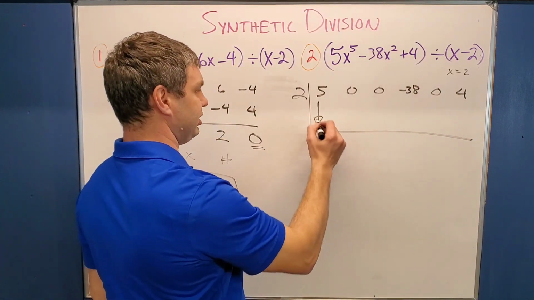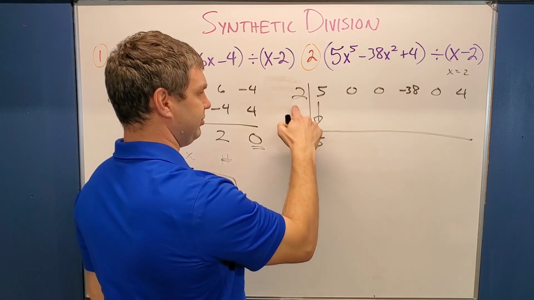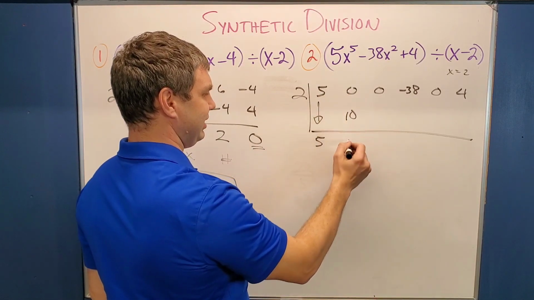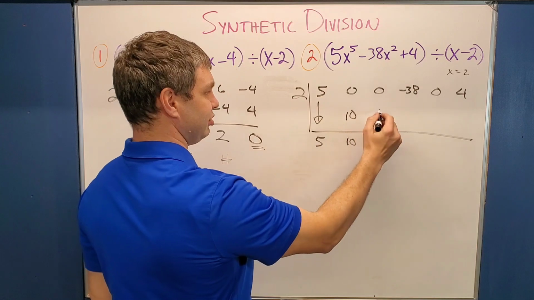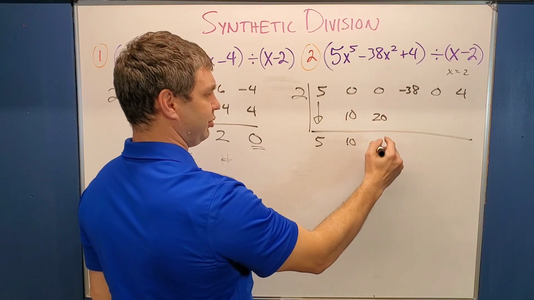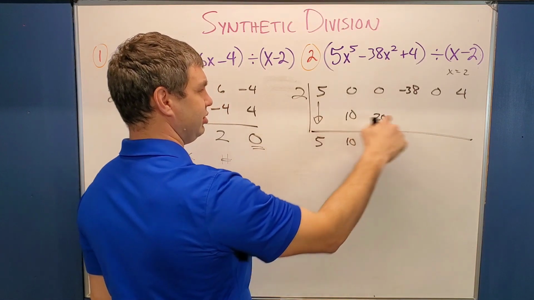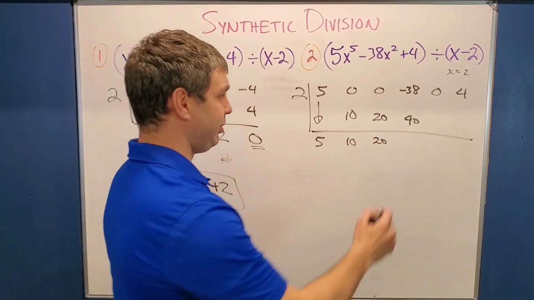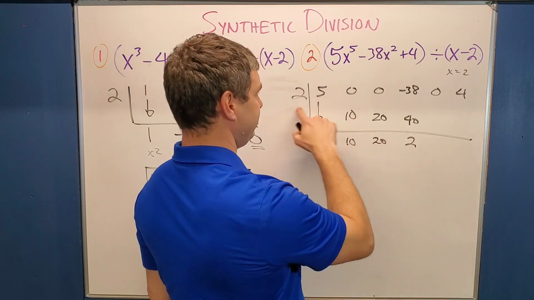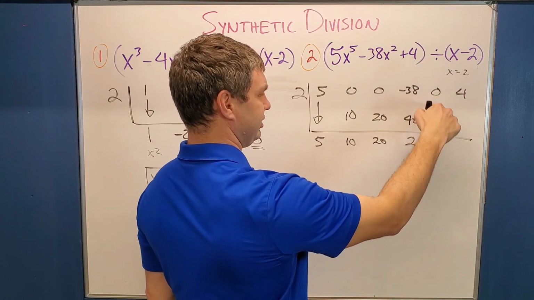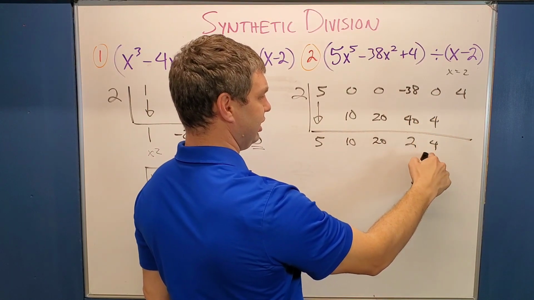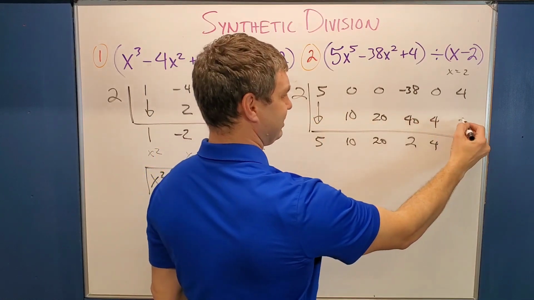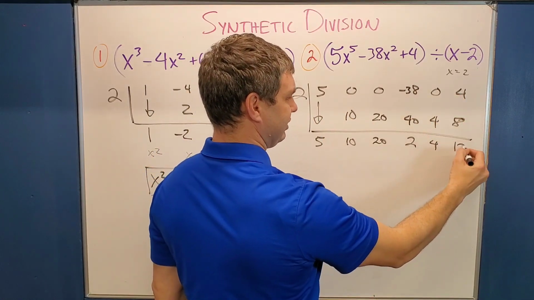Again, bring down this first one. This is going to be a 5. 5 times 2 is 10. 0 plus 10 is still 10. 10 times 2 is 20. 0 plus 20 is still 20. 20 times 2 is 40. Negative 38 plus 40 is a positive 2. 2 times 2 is 4. And then 0 plus 4 is still 4. And 4 times 2 is 8. And 4 plus 8 is 12.